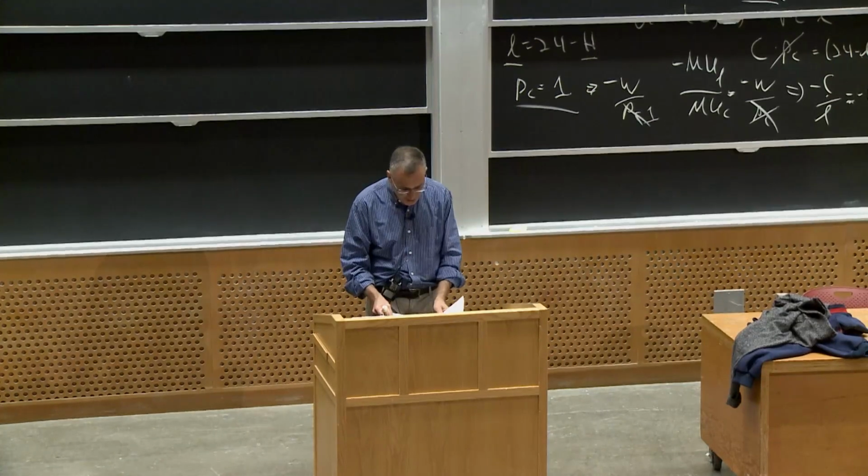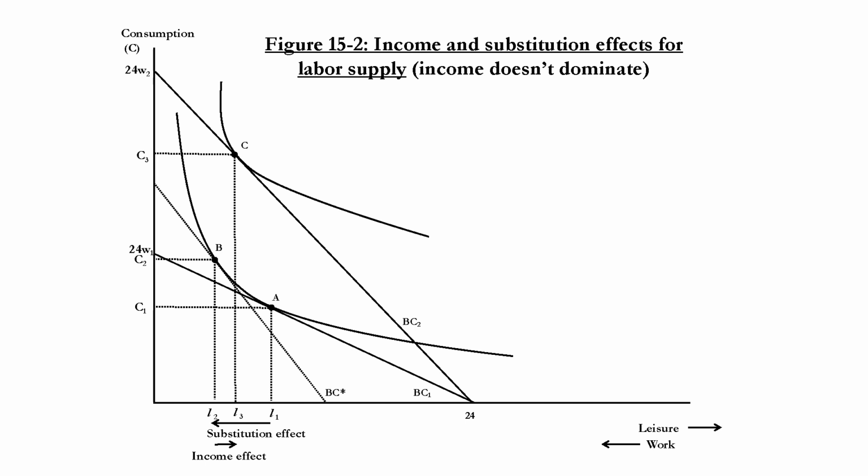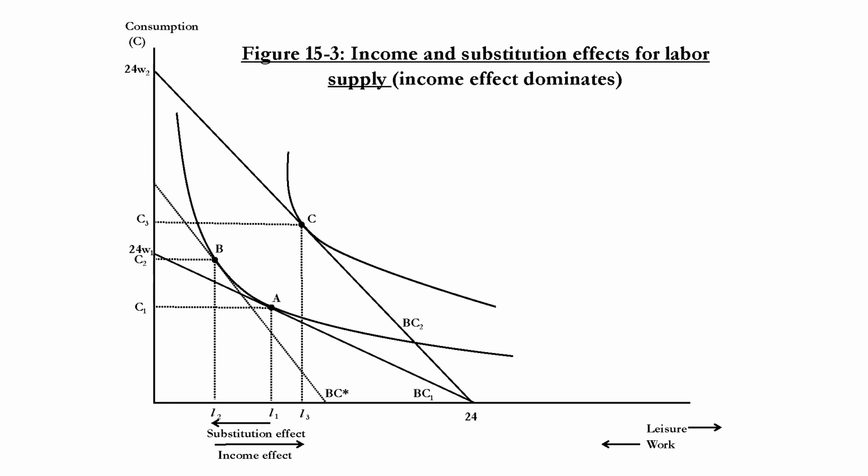So in figure 15.2, we've got a substitution effect that's larger than an income effect. Therefore, leisure overall goes down. The higher wage caused you to take less leisure and therefore to work harder. But in figure 15.3, we have the opposite. We have an income effect that dominates the substitution effect. Therefore, a higher wage causes you to take more leisure, not less.